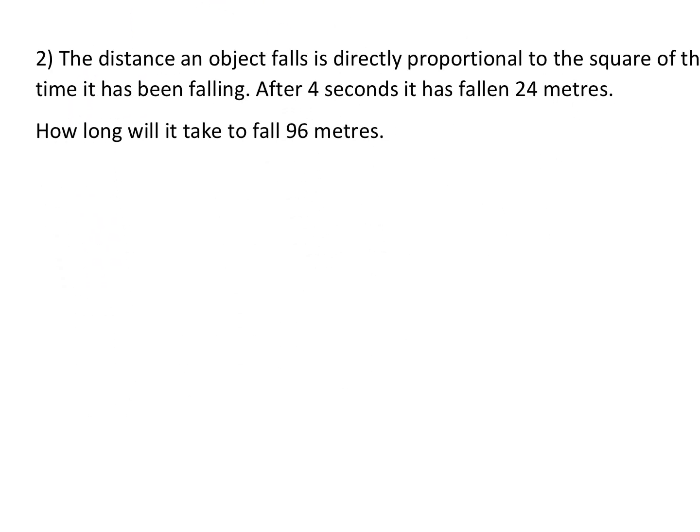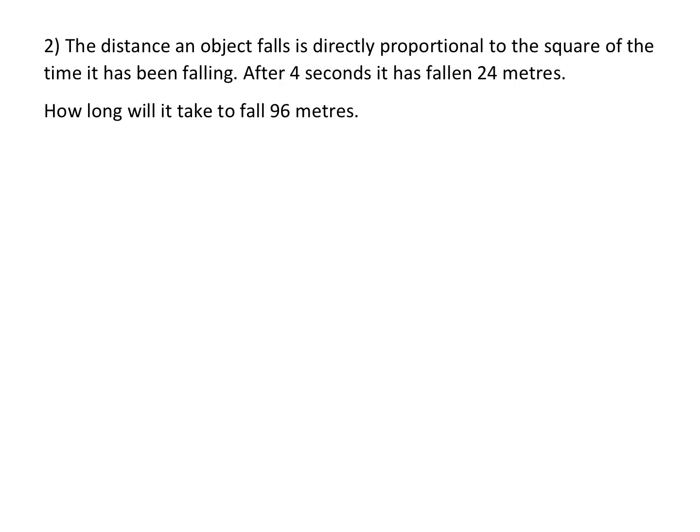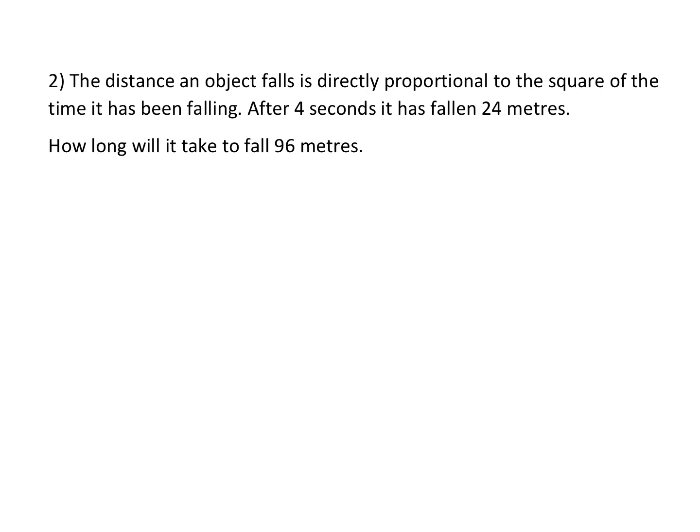Question 2. The distance an object falls is directly proportional to the square of the time it has been falling. So let's break that one down. The distance an object falls, we'll call that D, is directly proportional to, we'll put our symbol, and it's not just proportional to time, T here. You need to make sure you see every single word. It's proportional to the square of the time.